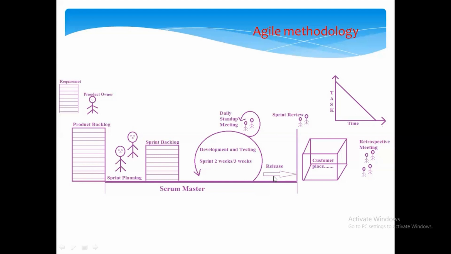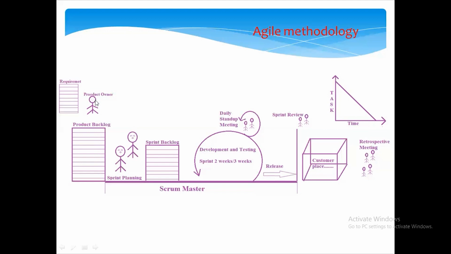So the first thing we can see here is the product owner. He's the person getting the requirements from the customer. And we can say the product owner is responsible for getting the product, developing it, testing it, and getting it installed in the customer place. That means getting the requirement from the customer, developing it, testing it, and getting it installed in the customer's place. He is responsible for that.